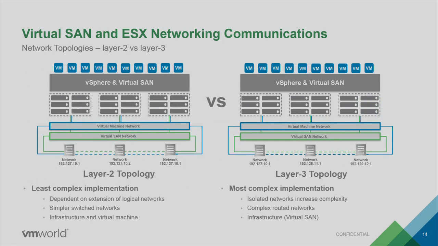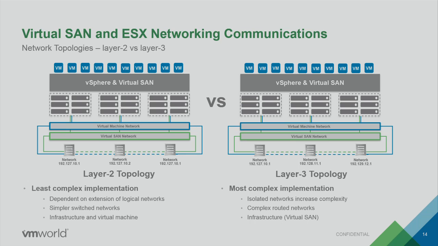So getting back to simplifying the layer 2 versus layer 3 choice. The least complex implementation is going to be layer 2. This should be your default assumption unless you've got something telling you otherwise. You're dependent on the extension of logical networks. This is much simpler to deploy. It's much faster. It's much easier to troubleshoot. And it requires less skill.